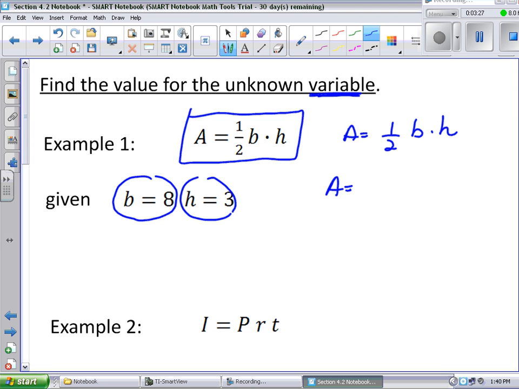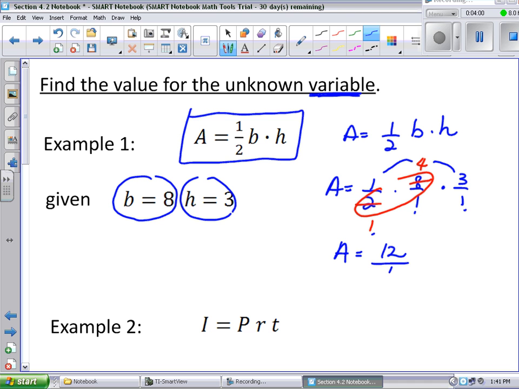Area is equal to 1/2 times 8/1 times 3/1. Now, I can either multiply all three numerators together and all three denominators, or I can reduce it before I start. I think I'll reduce it before I start. 2 goes into itself once, and 2 goes into 8 4 times, and then multiply. The area is equal to 1 times 4, which is 4, and 4 times 3, which is 12. And when I do the denominators, 1 times 1 times 1 is 1, so the area is 12/1, which is equal to 12.